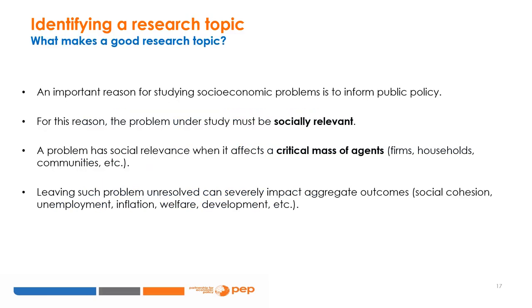As applied economists, you are looking for something that has social relevance, an idea that can inform public policy. Policies to reduce youth unemployment, promote social inclusion, or enhance environmental sustainability, to name a few examples. An idea is interesting if, 1, it has social relevance, it affects a critical mass of agents, such as firms, households, communities, etc., and 2, it doesn't leave the underlying problem unresolved, which can severely impact aggregate outcomes, like social cohesion, unemployment, inflation, welfare, development, etc.